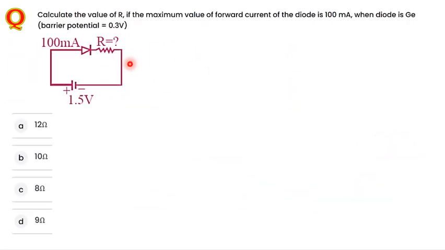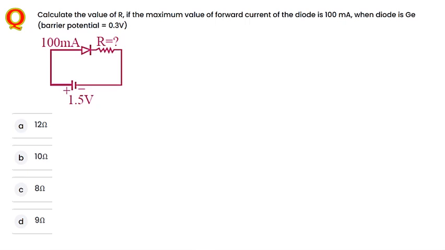Similar problem to what we have seen previously. See here, in the previous one they asked about current, but in this case they are asking about resistance. That's all, both are similar concepts. See what they have given: the forward bias current is 100 milliampere, the diode is germanium, and the battery is given. The resistance value is what they are asking us to find, and the barrier potential they have given is 0.3 volt.